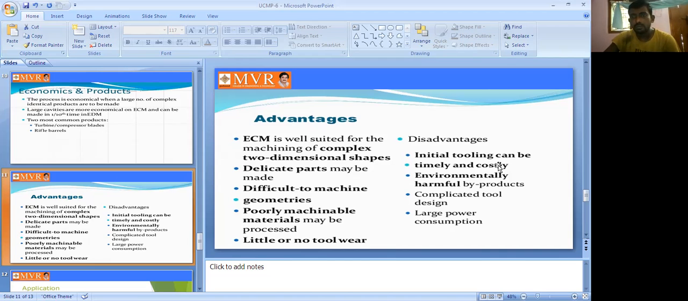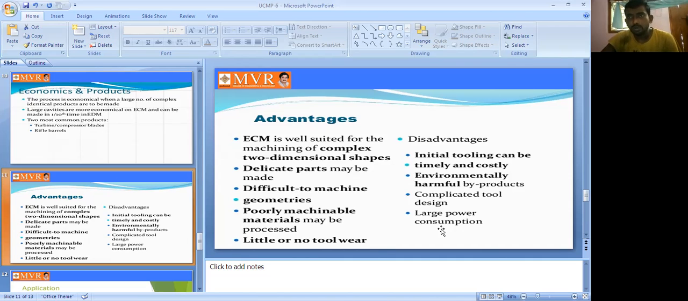Initial tooling also we can see here. It is a timely and costly one, as it is a time-consuming process and a very costly process also. Environmentally harmful products: we can see some of the harms here. A complicated tool has to be designed here. Large power consumption we can see here.